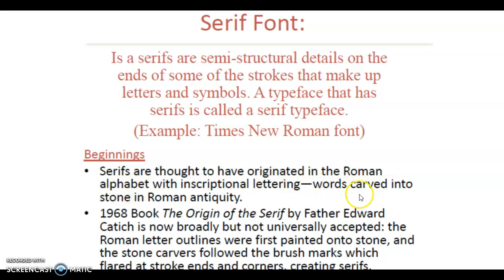Serif fonts are thought to have originated in the Roman alphabet with the inscriptional lettering, words carved into the stone in Roman antiquity. So the idea is that a painter would go through and paint the words on the stone, and then a carver would come behind and carve the words into the stone. But the painter would paint so fast that his brush strokes would have little wispy ends on them, and the guy who was carving probably couldn't read and didn't know that that wasn't intentional, so he would carve that part into the stone thinking it was part of the letter, even though it wasn't intentionally put there. It was just the paintbrush stroke wisp from the painter being really fast.